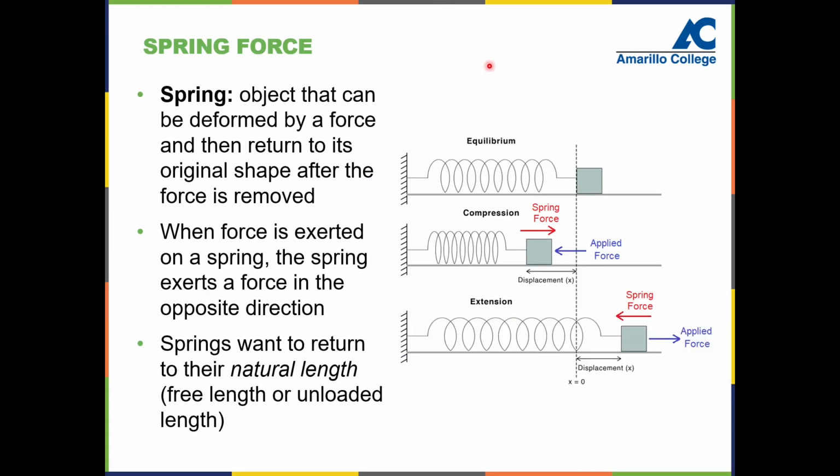What we're going to do is talk about springs. So a spring is an object that can be deformed by a force and then returned to its original shape. And we all kind of understand that. Everyone's seen a spring. You can push on a spring and it compresses, or you can pull on a spring and it can elongate. But when you take that force that you applied off that spring, it returns back to its original length. A lot of times you're going to hear that original length be called its natural length, its free length, or its unloaded length. If I use any of those terms, those are all going to mean the same sort of thing.